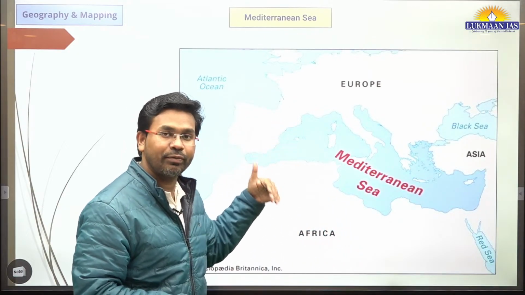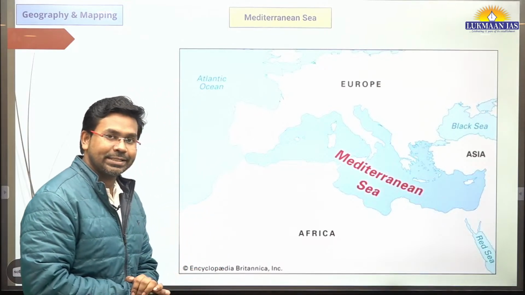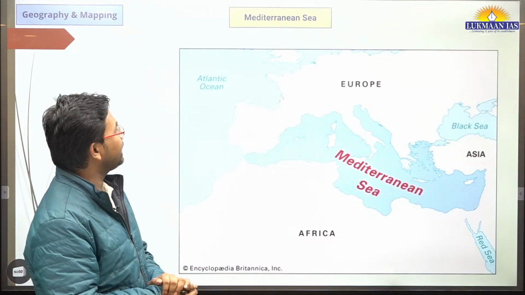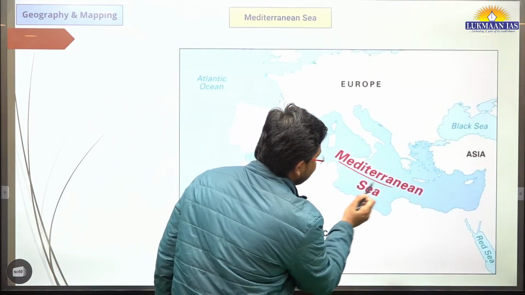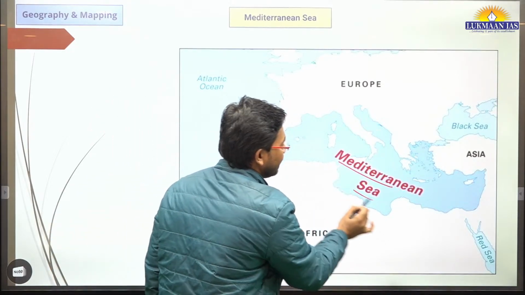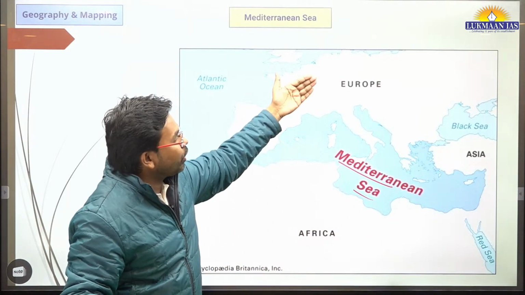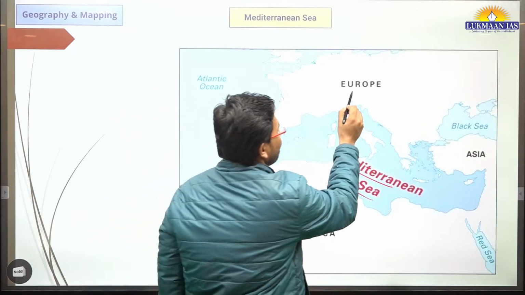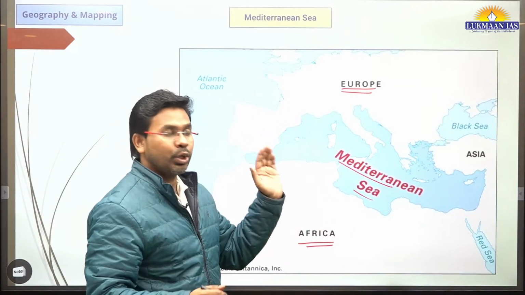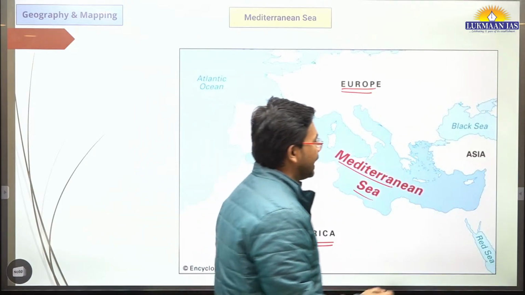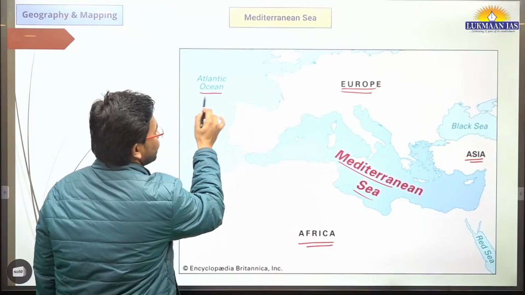So I have included a few more maps also on the same region. Before we start the discussion, let us quickly understand where Mediterranean Sea is located. As we can see over here, this is the location of Mediterranean Sea. This blue shaded region is Mediterranean Sea. To the north of Mediterranean Sea, we have Europe. To the south, we have Africa. To the east, we have Asia. And to the west, we have Atlantic Ocean.